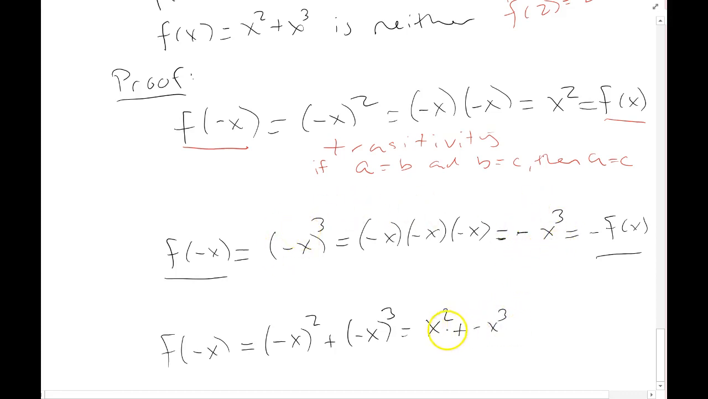And now I'm going to look. X squared plus negative x cubed, well, that's not f of x. F of x is x squared plus positive x cubed. So I know that this does not equal f of x. And so I can say then it's not even.